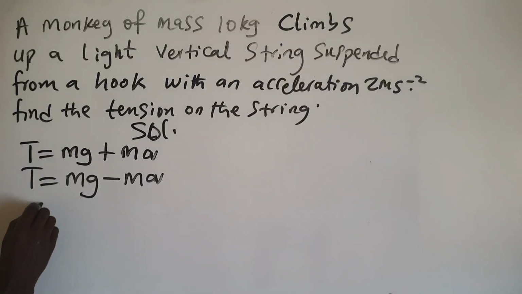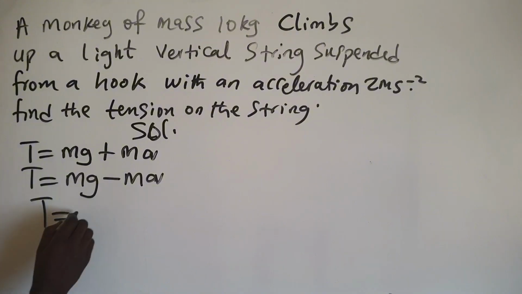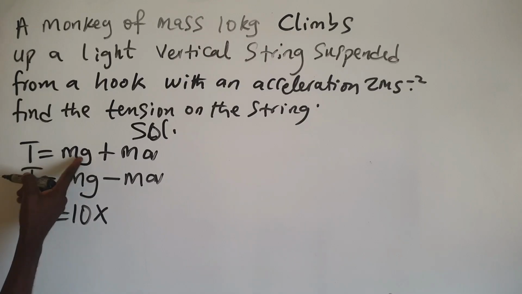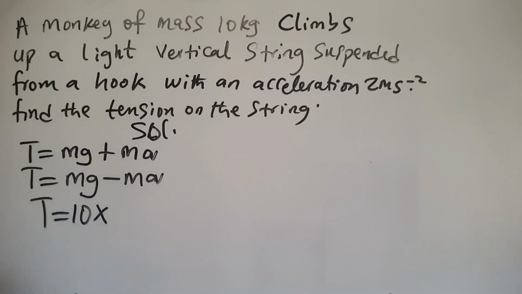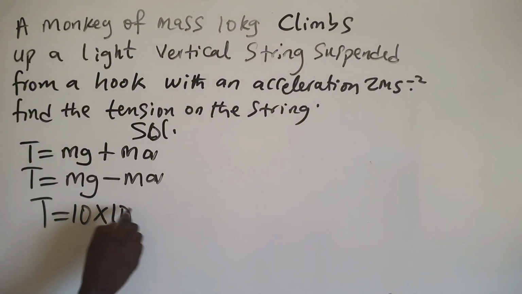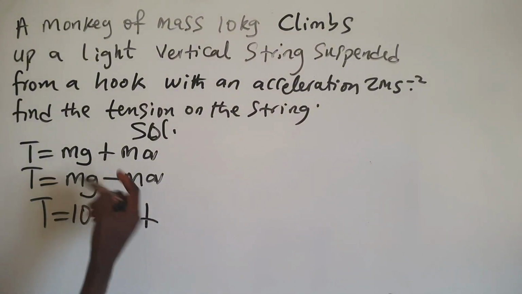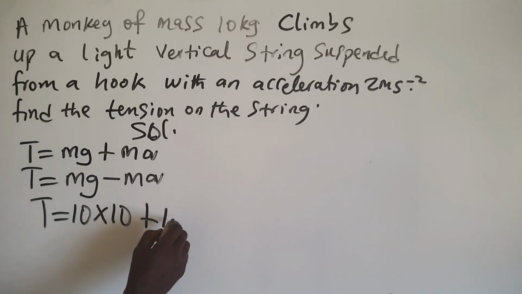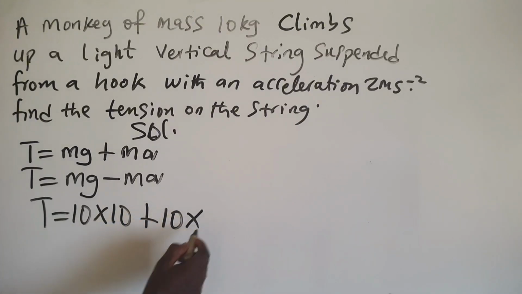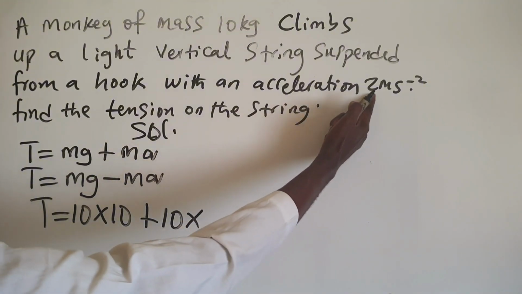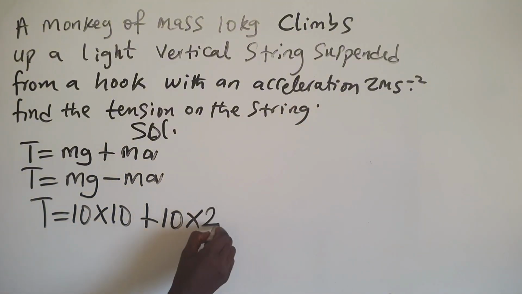So now, we have T equals M. M is 10, which is the mass of the monkey, times acceleration due to gravity. Acceleration due to gravity is 9.8, approximately 10. So let us use approximately 10, plus the mass of the monkey, which is 10, times the acceleration of the monkey, which they say is 2 meters per second squared.